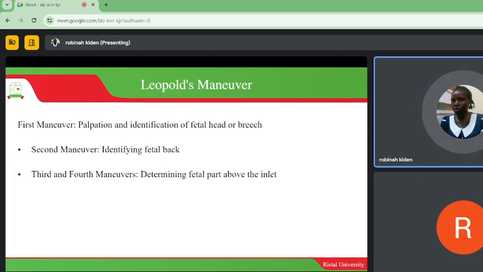This is very important. Then the third and fourth maneuvers are determining the fetal part above the inlet. So after finding where the fetal head or the breech is located, then identifying the fetal back, the next thing is to determine the fetal part above the inlet, that is above the breech. Which fetal part is located there? Is it the fetal head, the breech, or is it an arm? So all this you determine.